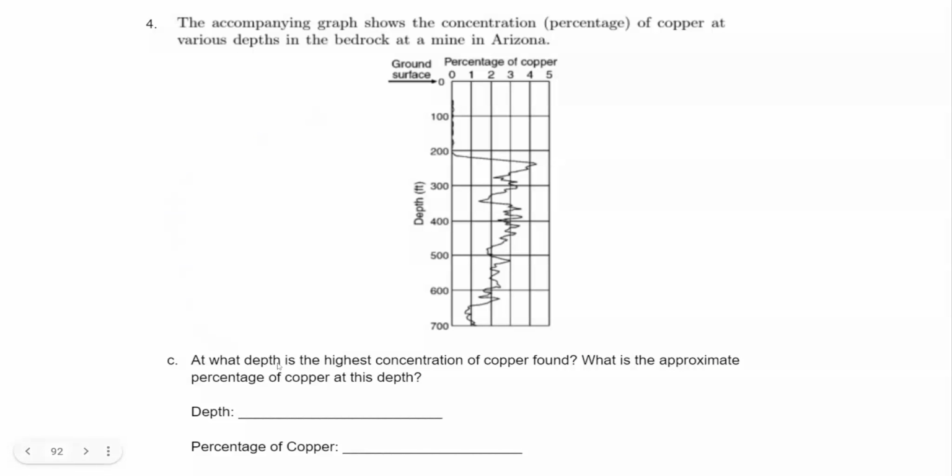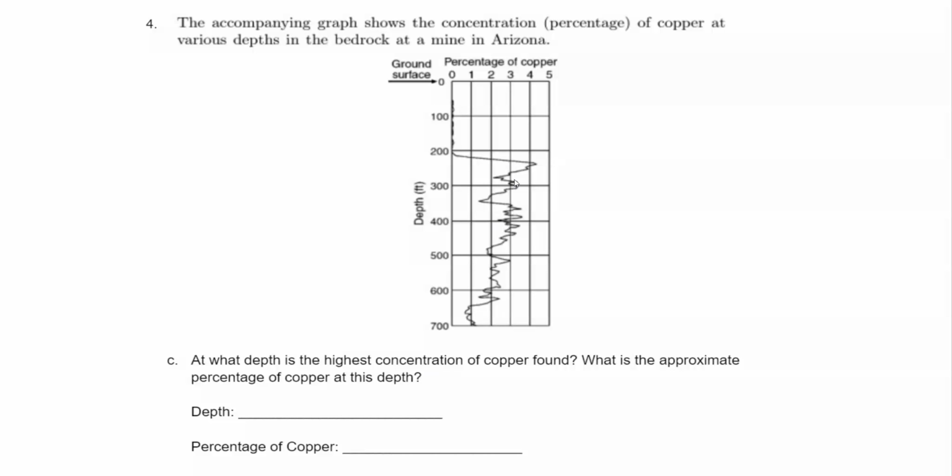Next, C. At what depth is the highest concentration of copper found? What is the approximate percentage of copper at this depth? Well, I'm seeing the percentage of copper. It's showing 0, and as I'm going to the right, it's increasing, right? 5 is over here. And so if I'm looking at this line, the lower I go, the deeper into the ground I go. And when the line is going more towards the right, I'm seeing that I have a higher concentration of copper, and when it's going towards the left, I'm seeing a lower concentration of copper.